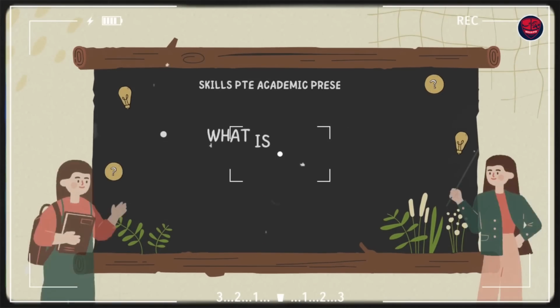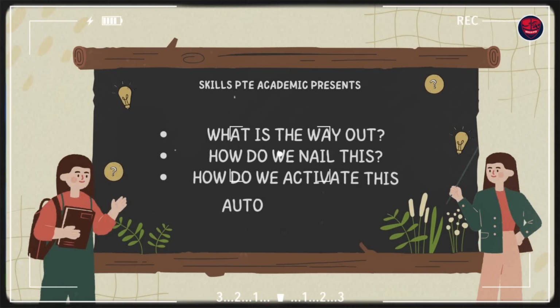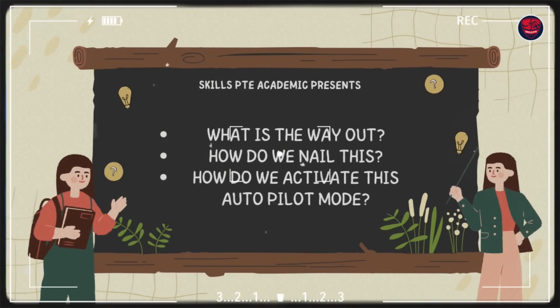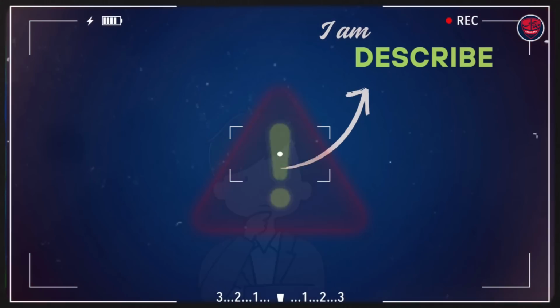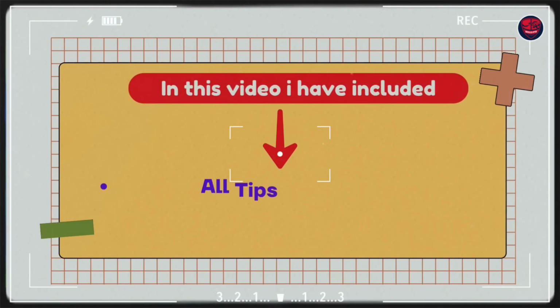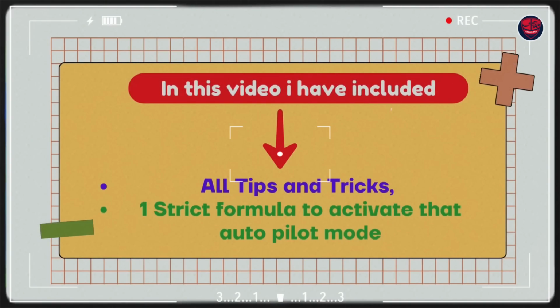Do you also feel stuck in describe image, especially when you come across such difficult images? What is the way out? How do we nail this? How do we activate this autopilot mode so that you use just one formula which fits all kinds of images and you will never worry about describe image again? Well, in this video I've included all the tips and tricks, one strict formula to activate that autopilot mode. Want to make the most out of this video? Make sure you watch the video till the end.